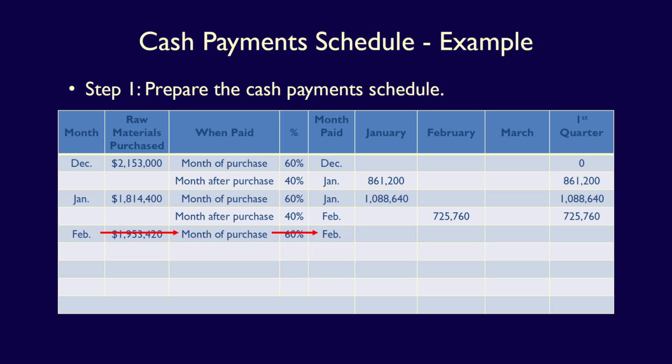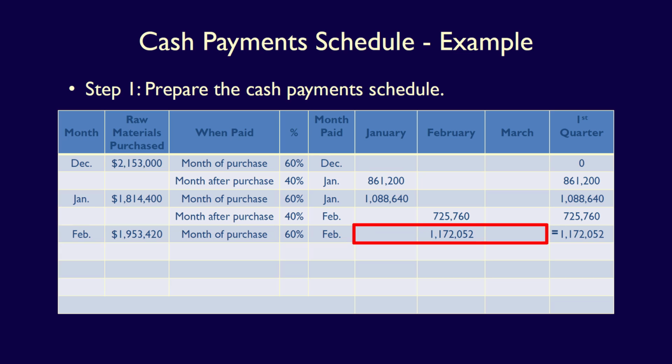February purchases paid for in the month of purchase means that the month paid is February. Do we have to do a calculation? February to February? Absolutely, we have to do a calculation. $1,953,420 multiplied by 60% is equal to $1,172,052 in the February column. We now have to calculate the first quarter. 0 plus $1,172,052 plus 0 is equal to $1,172,052 is paid in the first quarter.